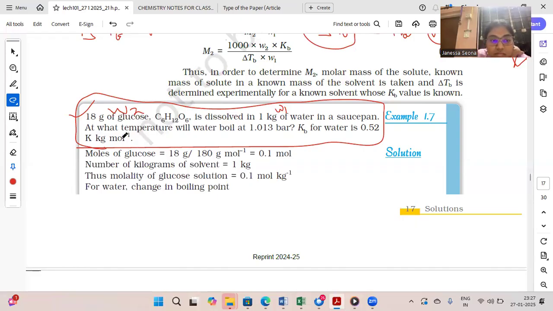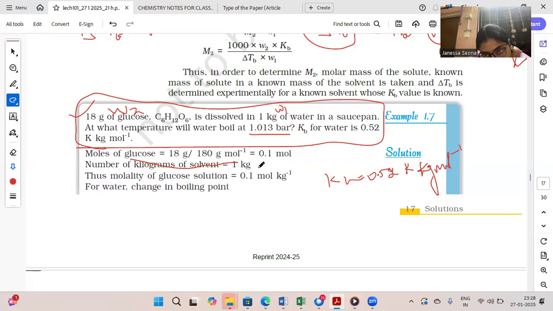Then the question: at what temperature will water boil at 1.013 bar? Kb for water is 0.52 K kg per mole. KB is given. KB is 0.52 Kelvin kilogram per mole. The ebullioscopic constant is given.